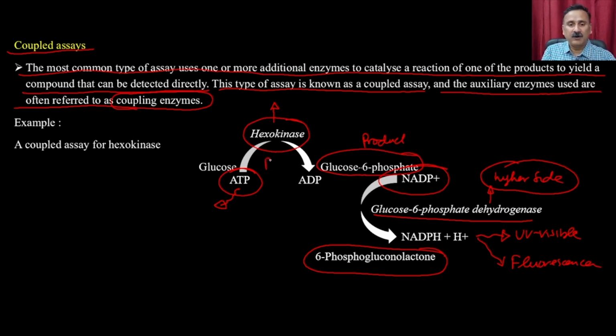So this is reaction 1, and this is reaction 2. And reaction 2 should be fast, so that there is no accumulation of glucose 6-phosphate. So this is all about the enzyme assays.